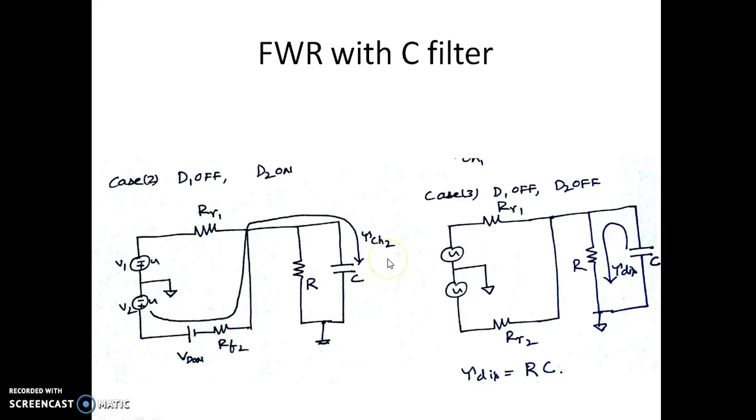We also have a third case when both the diodes are off. When both the diodes are off, both diodes are represented by the reverse resistances RR1 and RR2. Now the capacitor starts discharging through the load resistor R. The discharge time constant happens to be R into C. So we have three cases in a full wave rectifier. First, only D1 is on, D2 is off. Second, D1 is off and D2 is on. The third case is when both D1 and D2 are off.